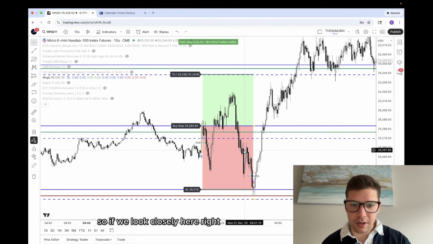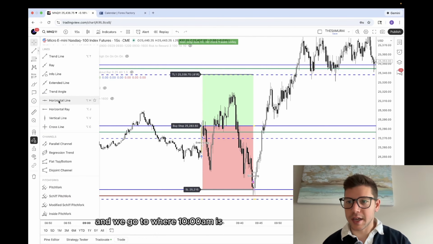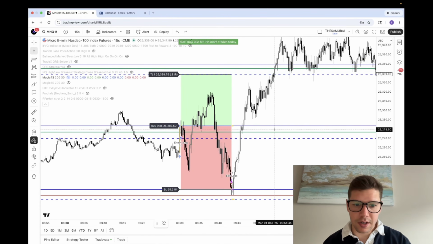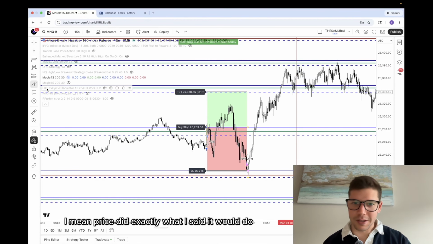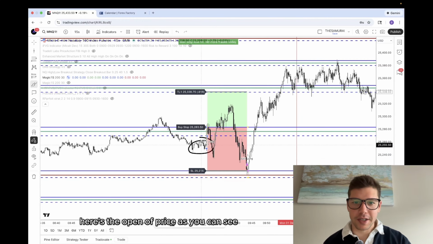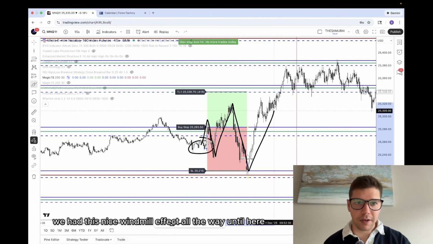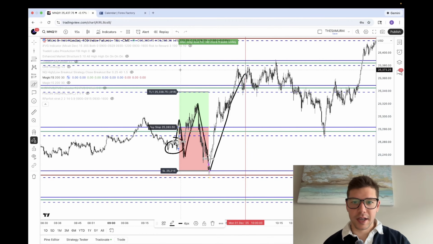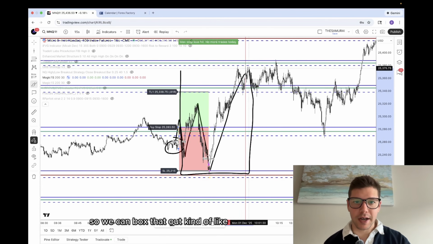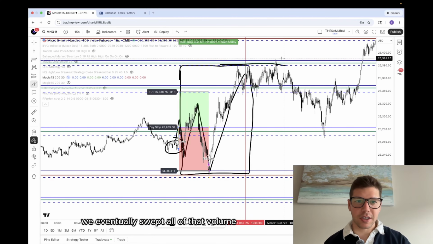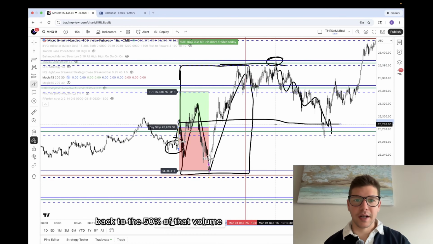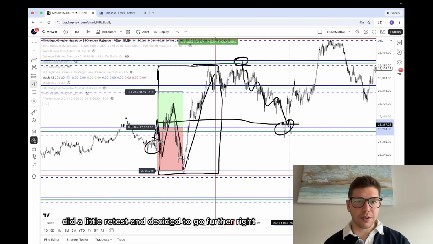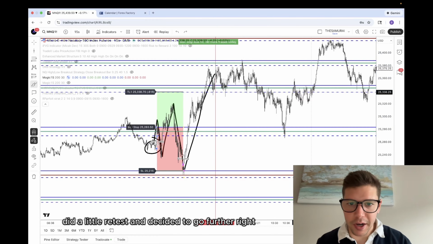If we look closely and go to where 10 a.m. Eastern is, price did exactly what I said it would do, which is chop. Here's the open of price. As you can see, we had this nice windmill effect all the way until here. There's that 10 a.m. volume, so we can box that out. We eventually swept all of that volume, all of that chop, then had a retracement back to the 50% of that volume, did a little retest and decided to go further.